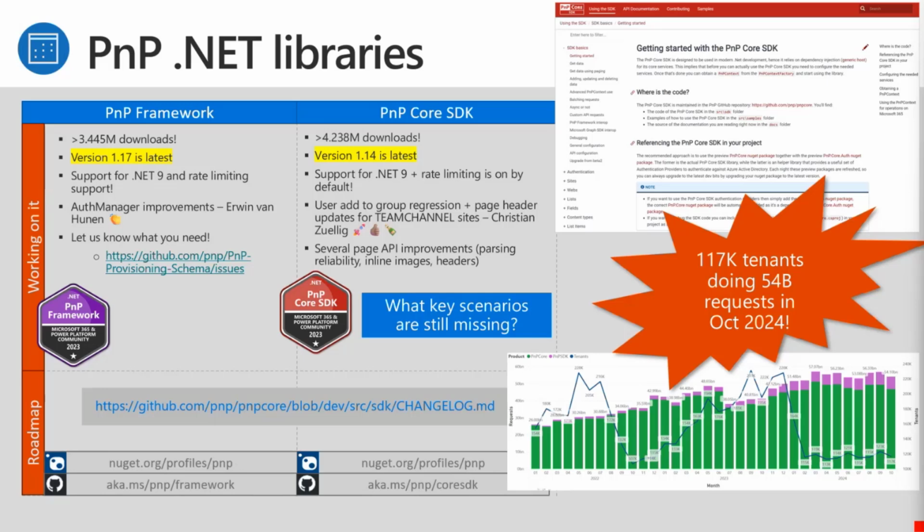And then there's some other things in CoreSDK. Christian Zulik worked on some add user regression that I introduced. So sorry for that, but Christian fixed that, so it's good. Plus, we did a lot of page API improvements. Parsing reliability, inline images are better handled now.